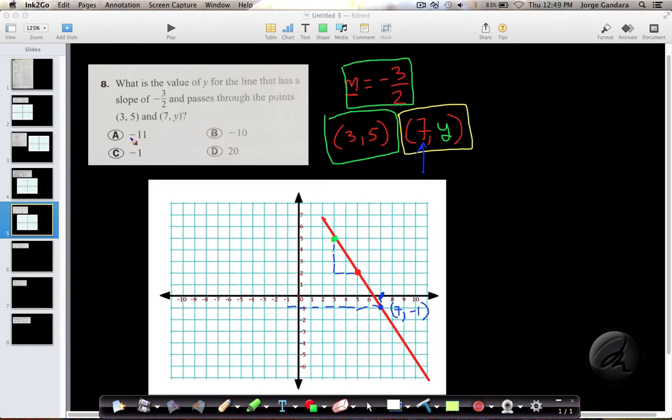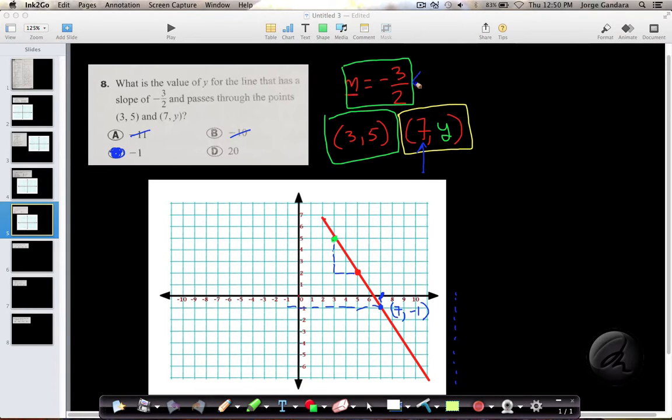So let's check. A is negative 11? Definitely not it, because that would be way down here, and my x value would be somewhere over here, like 14 or 15 or something. So it's definitely not negative 11. If it's not negative 11, it can't be negative 10 either. There's negative 1. That's the only answer that makes sense given the graph that I've just drawn.